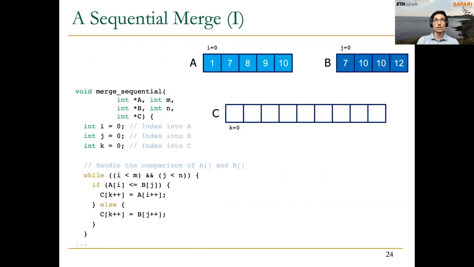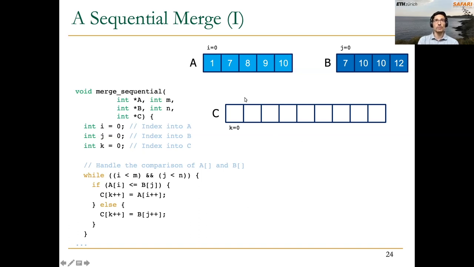Implementing a sequential merge is relatively simple. It's quite a simple code indeed. Here we can see the example. We start with the indices to A, B, and C, all of them equal zero. And then we start going over the two arrays A and B, comparing values from array A and from array B. Depending on which is smaller, or if they are equal, we choose the element from array A, and we write it to the output.